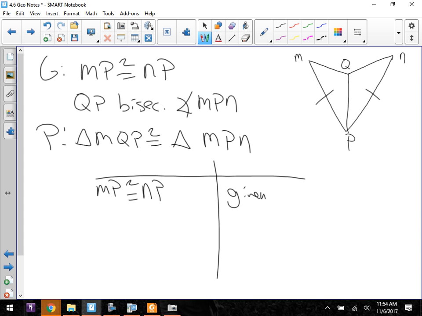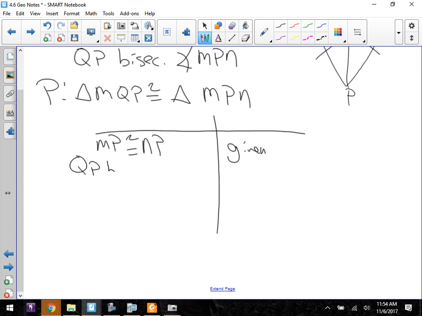From there, is there anything else I can do about those segments, about that one given statement? Is there anything else I can come up with? No, there's nothing left for me to do here. That means I go to my next statement. My next statement says that QP bisects the angle.